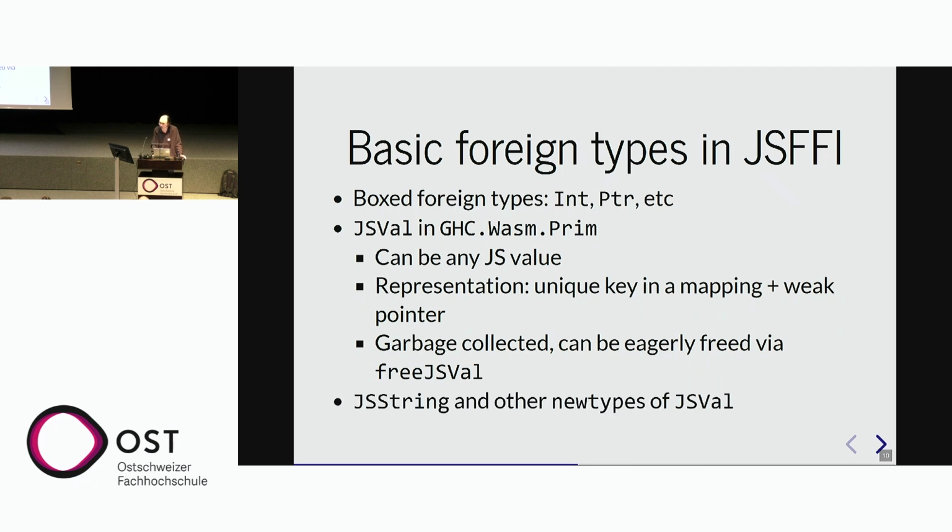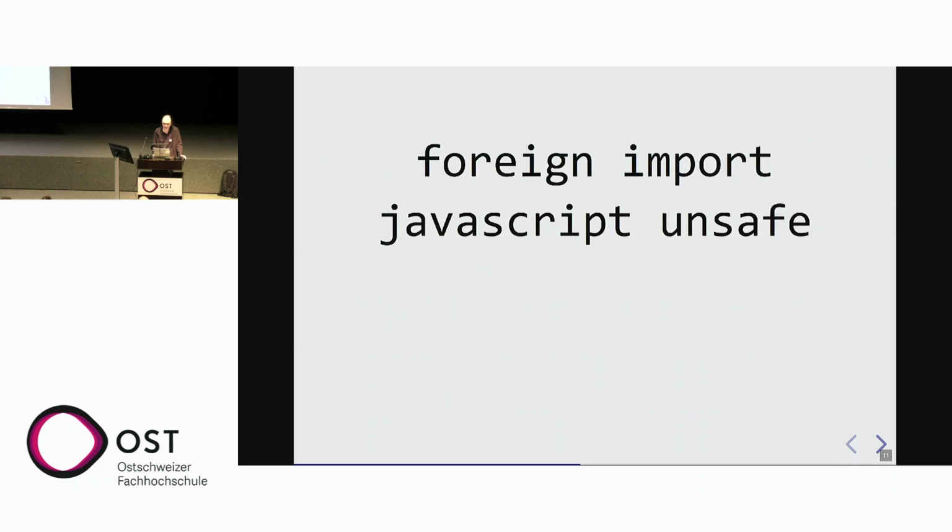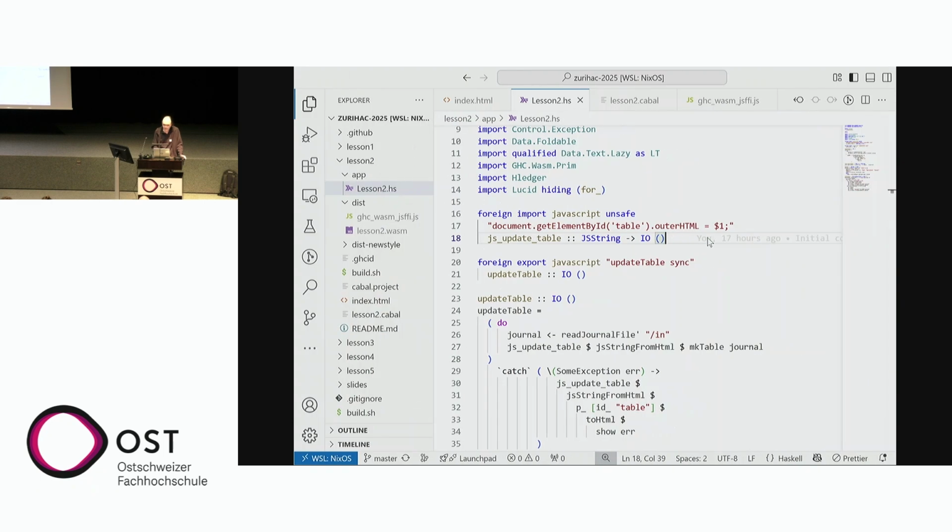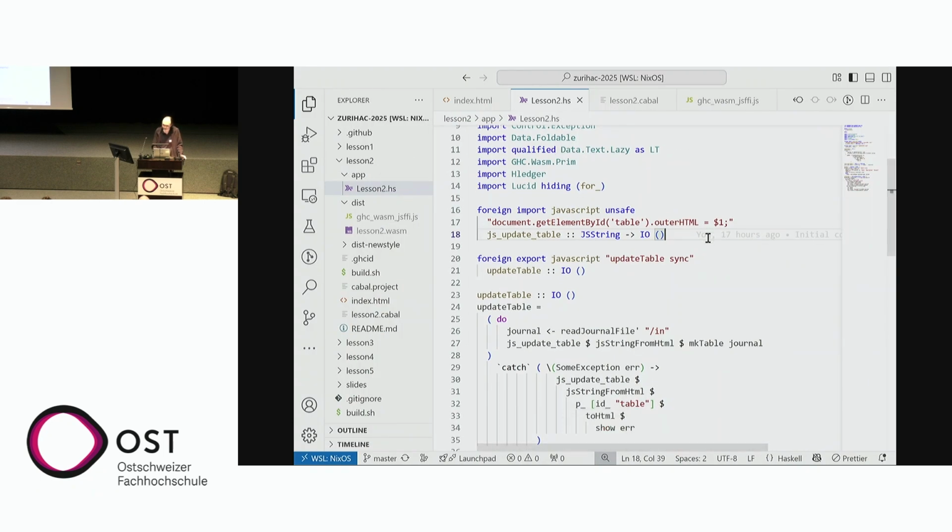And we also have a JSString, which is just a simple newtype of JSVal. And you are also encouraged to wrap JSVal with your own newtype when you are writing your own code to do the JS FFI imports. Now, I hope you are not scared away by the unsafe keyword here, because, well, we use unsafe C FFI a lot also in production Haskell code.